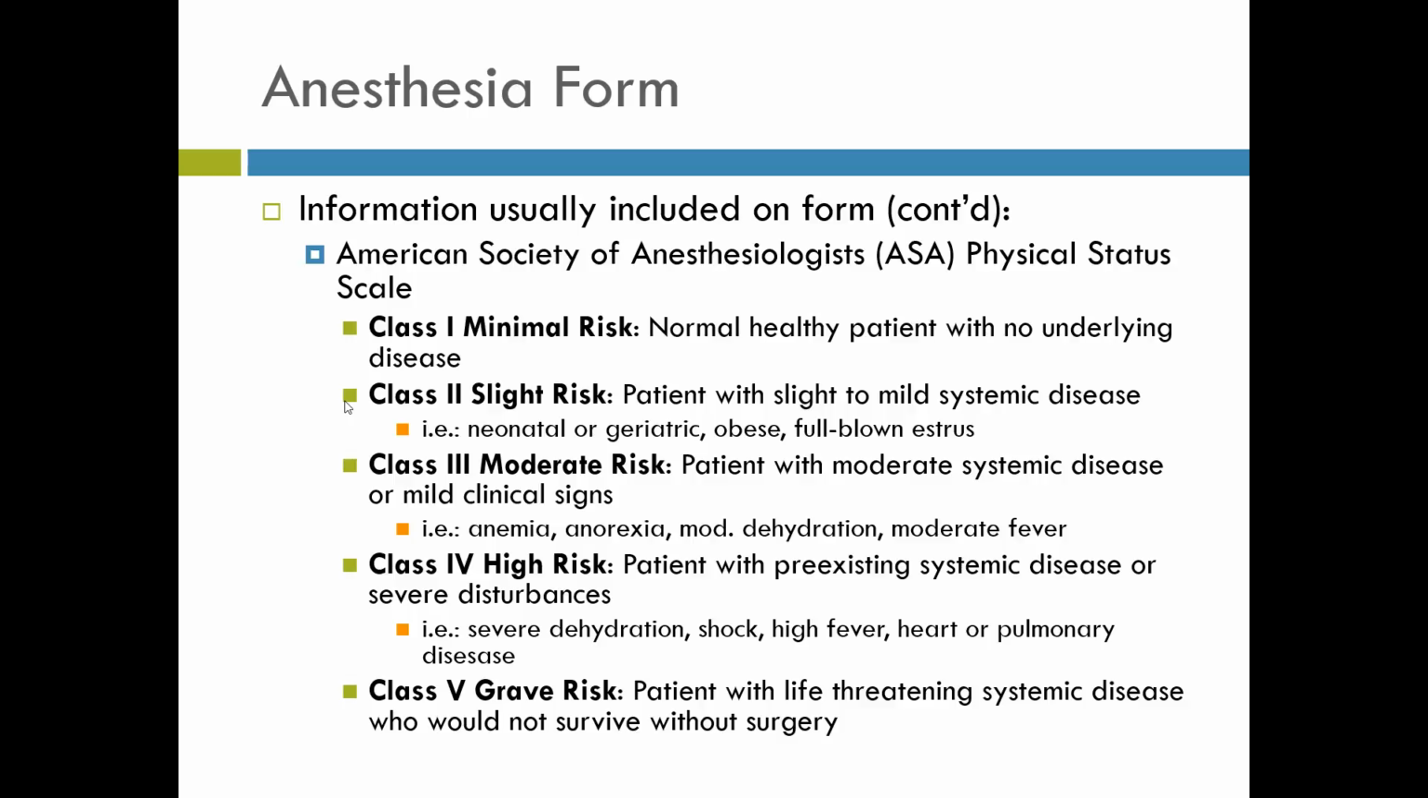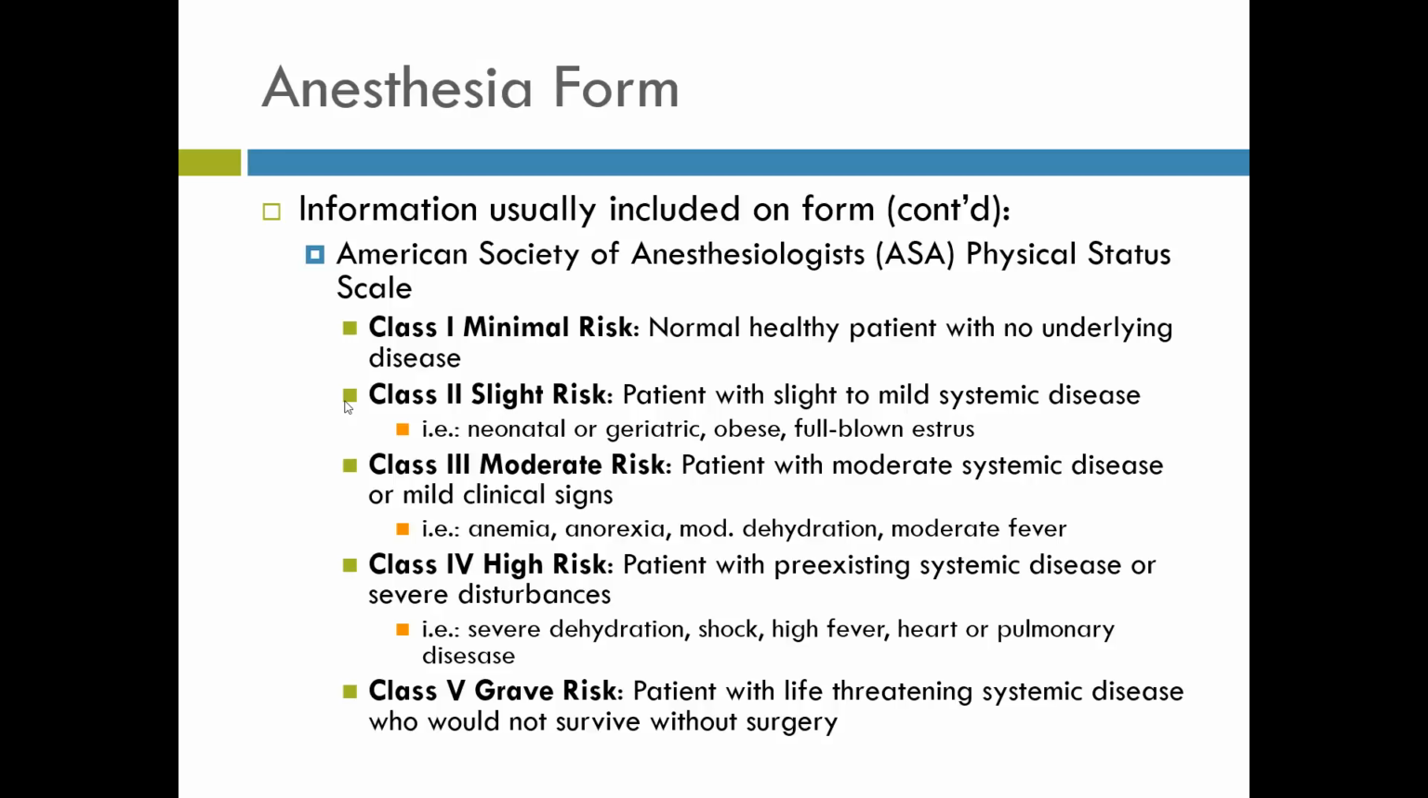Class 4 is going to be high risk, so patients with pre-existing systemic disease or severe disturbances. So like severe dehydration, shock, high fever, heart, or pulmonary disease. Anything with a heart condition or a pulmonary problem is going to be at higher risk because those are kind of your most important organs to survive an anesthetic procedure, besides liver and kidneys.